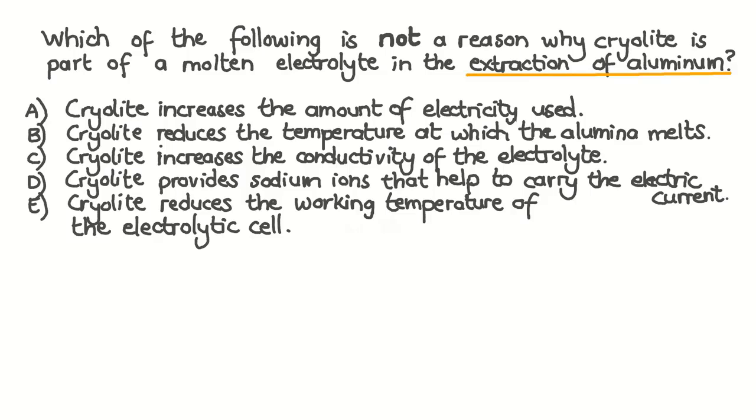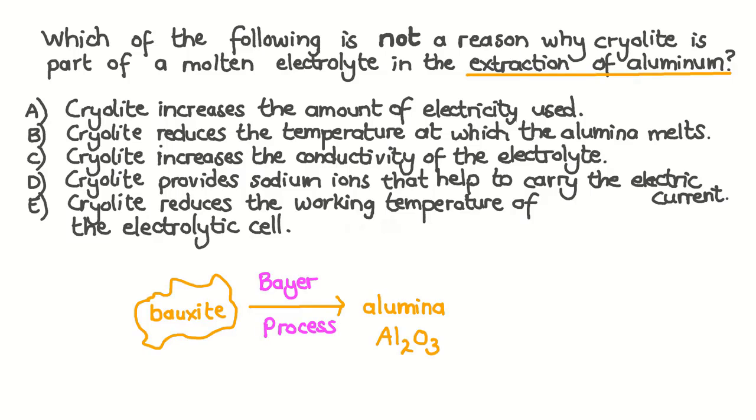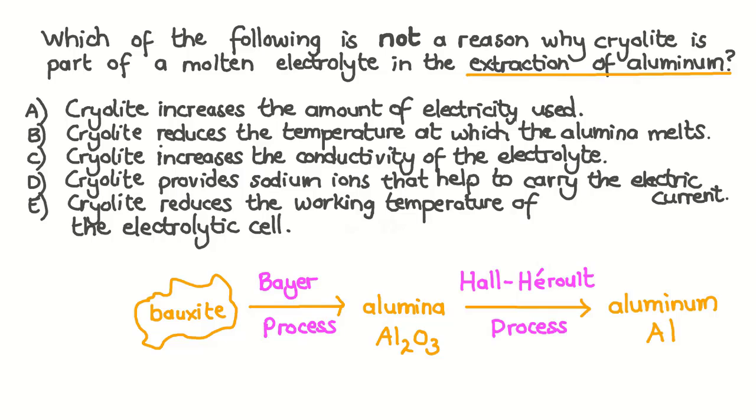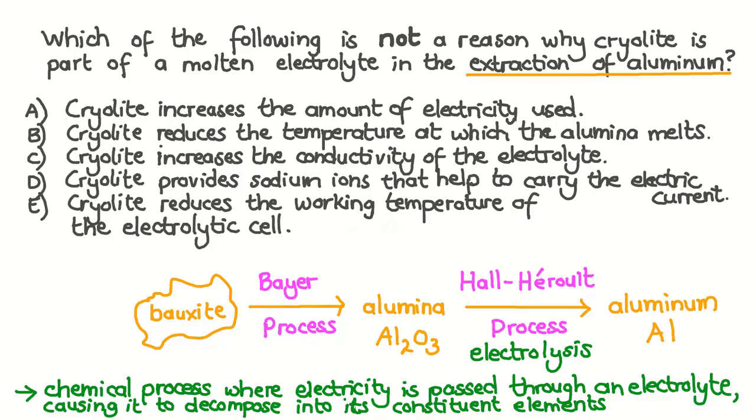The extraction of aluminum is a two-step process. First, alumina is extracted from bauxite ore in the Bayer process. Then pure aluminum metal is extracted from alumina in the Hall-Héroult process. This is an electrolytic process. Electrolysis is a chemical process where electricity is passed through an electrolyte, causing it to decompose into its constituent elements.